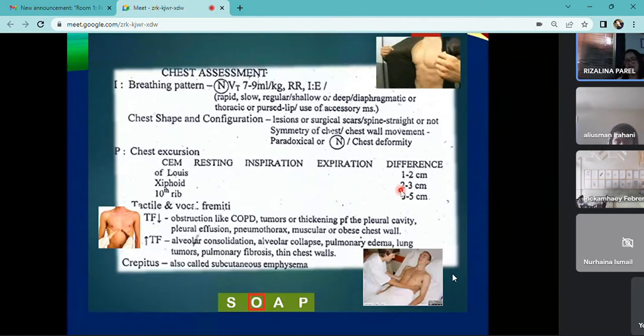And then, ask the patient to inhale deeply. Pag nag-inhale deeply siya, aangat yon, di ba? Okay? So, i-measure mo yon. And then, ask the patient to exhale fully.